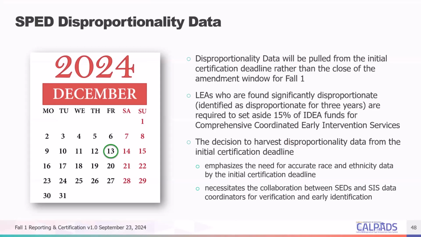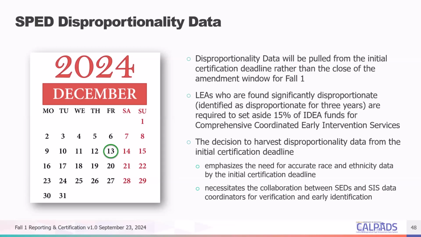All right. So when we talk about disproportionality, there's new emphasis on it this year. And I attended a meeting with the CDE SPED team, and there are some key points that we definitely want to get across. And if any members of your SPED team are here, Brandy's talking more about this in the road shows, which we'll point to in the wrap-up section of today's training. The disproportionality data will be pulled from the initial certification deadline rather than the close of the amendment window. So that's December 13th, and we emphasized that earlier.